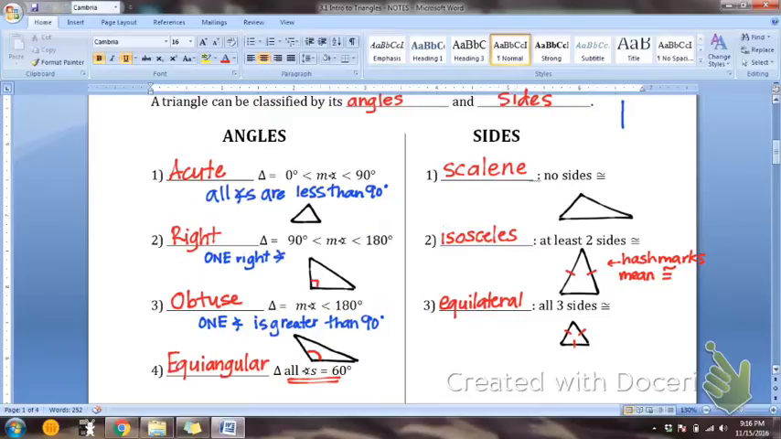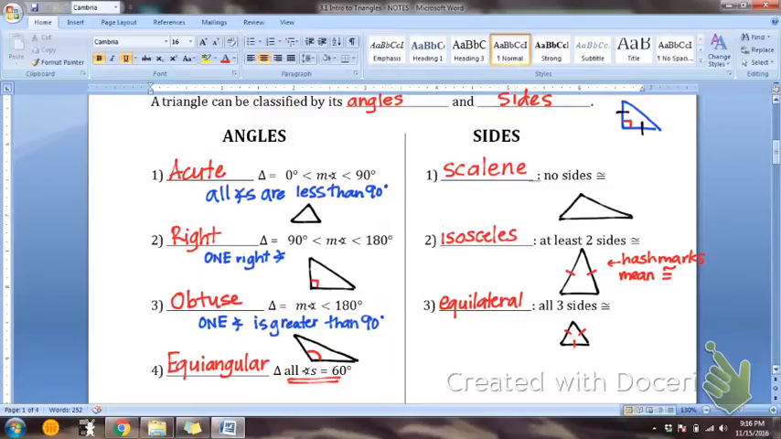So again, we can have a triangle that we would name or classify by an angle. So we would say that it's either acute, right, obtuse, or equiangular. And it has a description based on the type of sides. So let's look at this triangle that I'm going to draw up here at the top right. If I were to draw a triangle that looked like this, these two sides are the same and a right angle there, let's go ahead and name it by its angle and by its side.